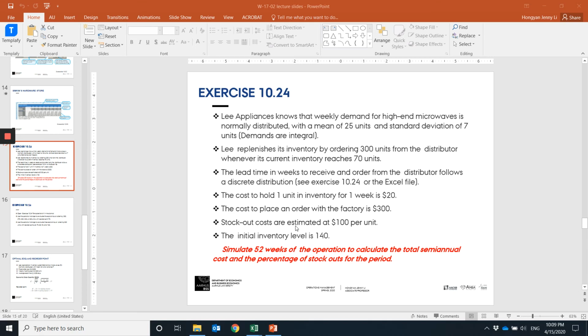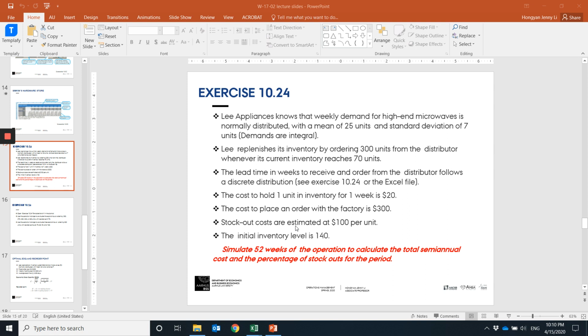I have talked about the inventory simulation models. In the lecture slide, we mentioned exercise 10.24 in chapter 10. So here I give a brief explanation about how we should build and run the simulation in Excel. This is the exercise.